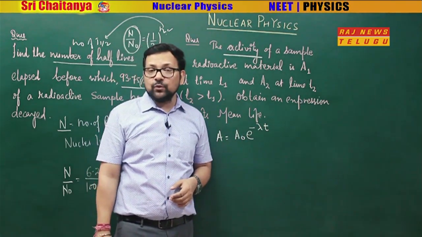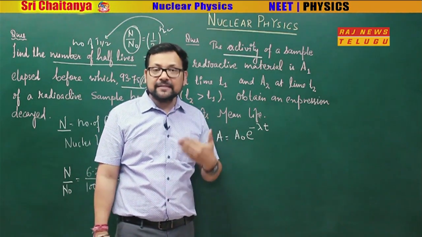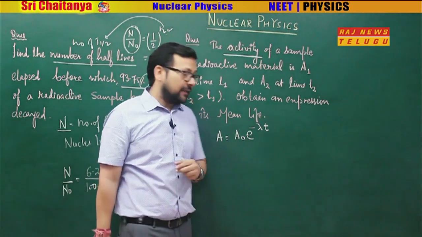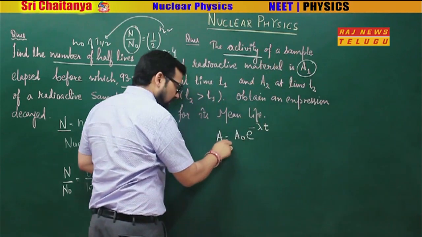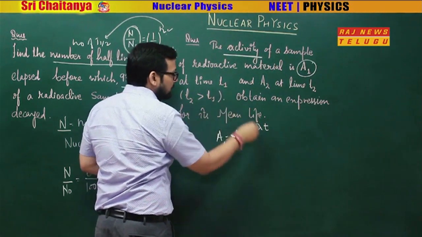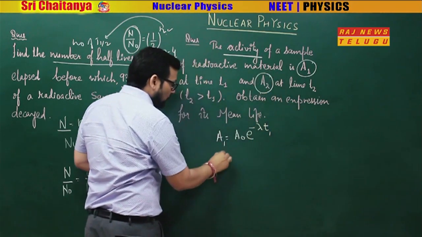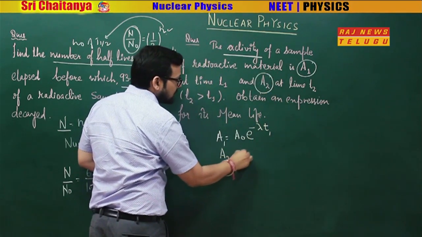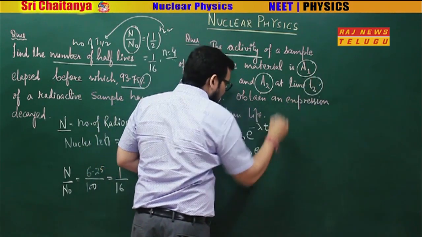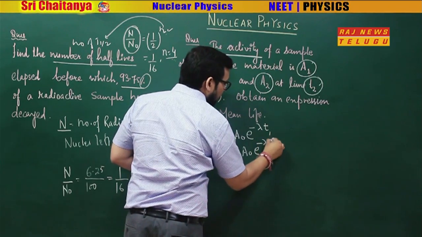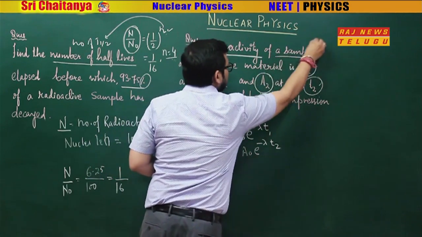And what was the activity, students? It was dN by dt. The rate itself is called activity. So according to the question, activity is A1 at time T1. Again the activity is A2, and what is this? A naught e raised to power minus lambda T2, at time T2. The activity of a sample.